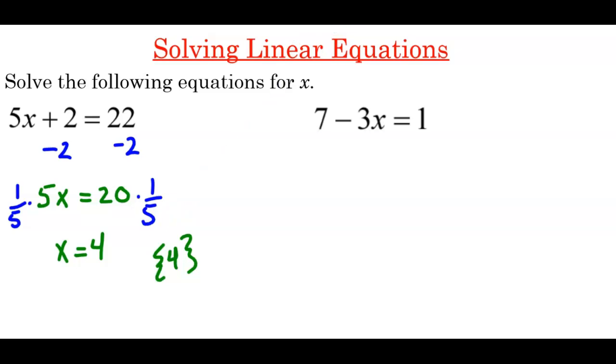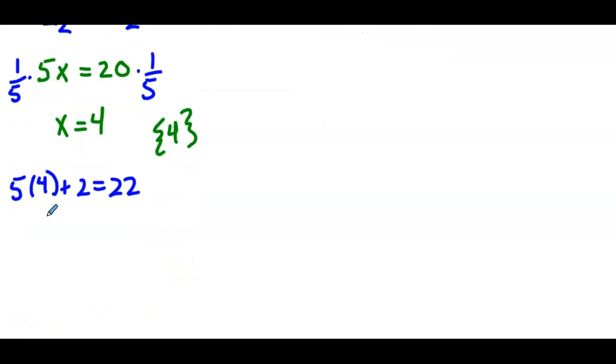Now, whenever we solve a linear equation, it's always worth it, if we have the time, to plug back in and check that we got it correct. So is 5 times 4 plus 2 equal 22? So we have 20 plus 2 equals 22. 22 does equal 22.